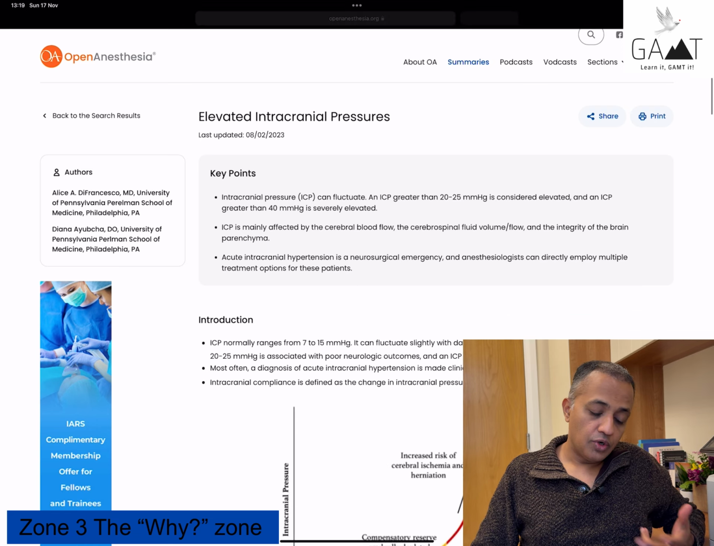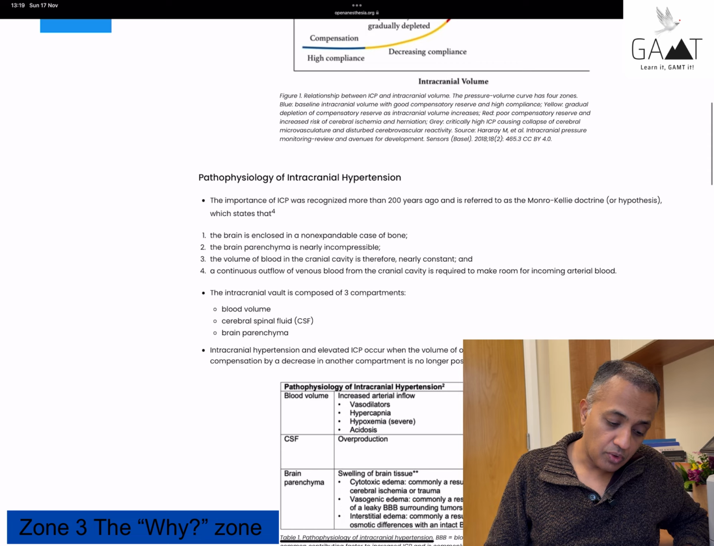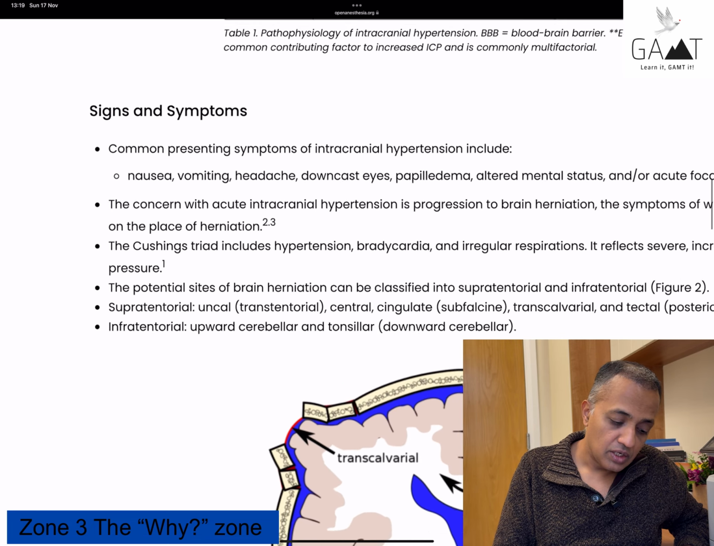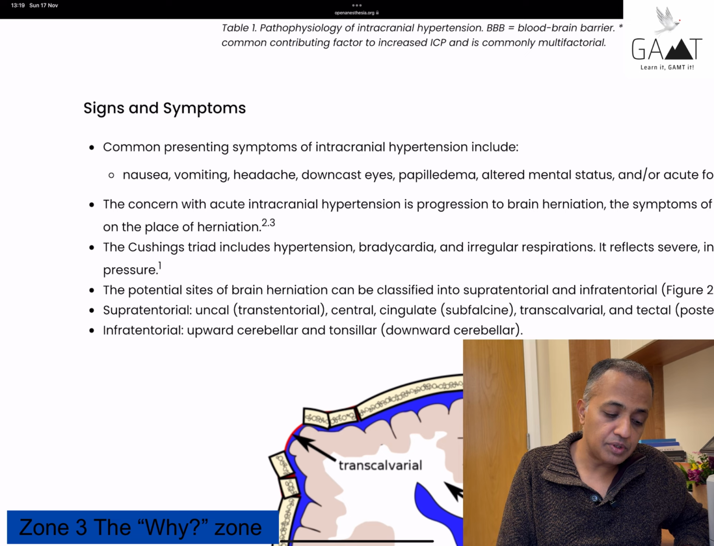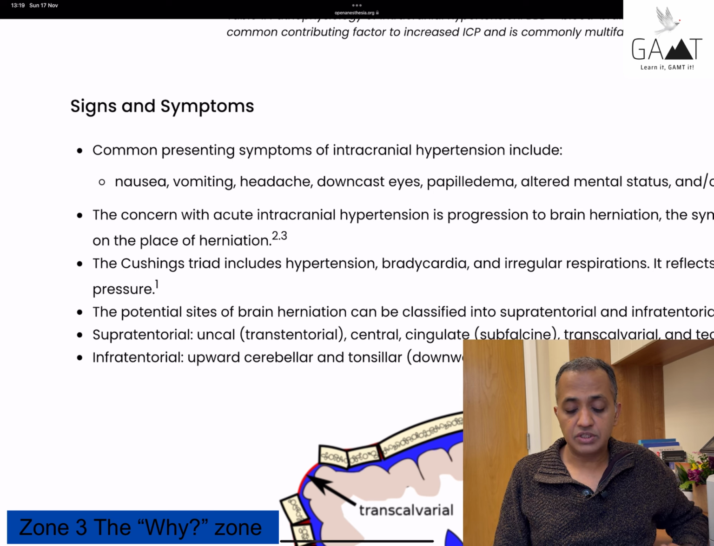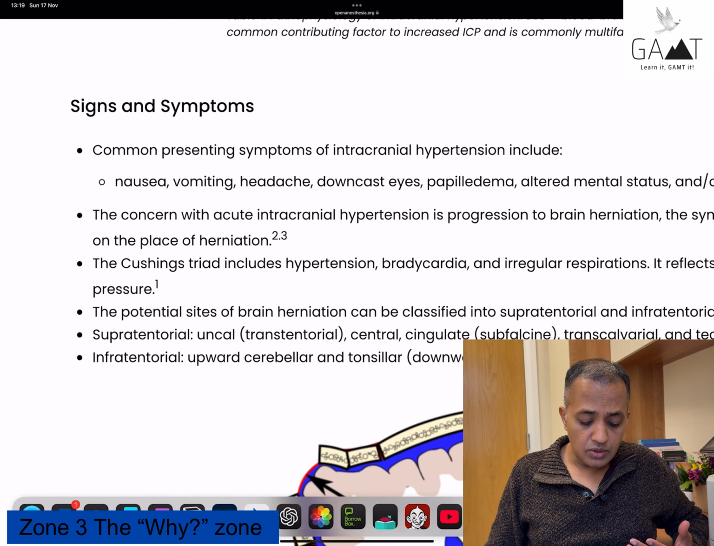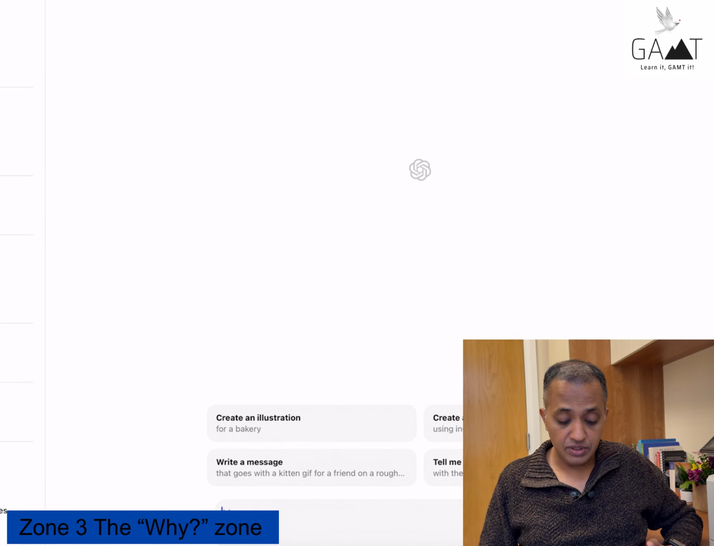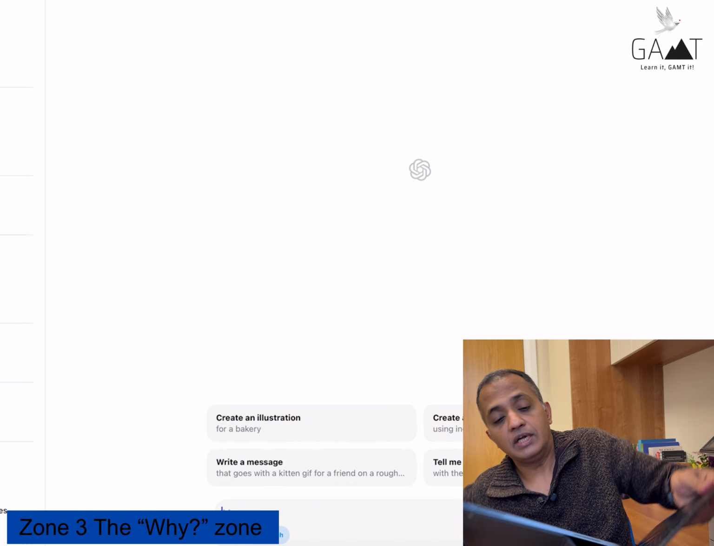Okay, so let's say you're reading about elevated intracranial pressure. You come across the sentence on signs and symptoms. The common presenting symptoms of intracranial hypertension include nausea, vomiting, headache, and then you have Cushing's triad. The Cushing's triad includes hypertension, bradycardia, and irregular respiration. So now how are you going to use zone 3? I'm in zone 3 mode, so I'm going to ask why, what, when for everything. Let's see how we do that.